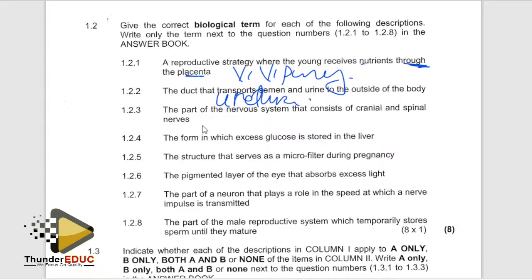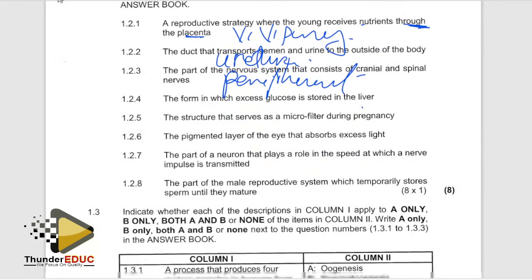Yes, the part. We will check and see which part we didn't talk about yesterday when we were doing the prediction. The part of the neuron that consists of the cranial and the spinal nerves. We talked about this yesterday. Oh my God. It is peripheral nervous system. They're saying that the form in which excess glucose is stored in the liver is glycogen. I saw someone asking me about this. Okay, let me explain it.